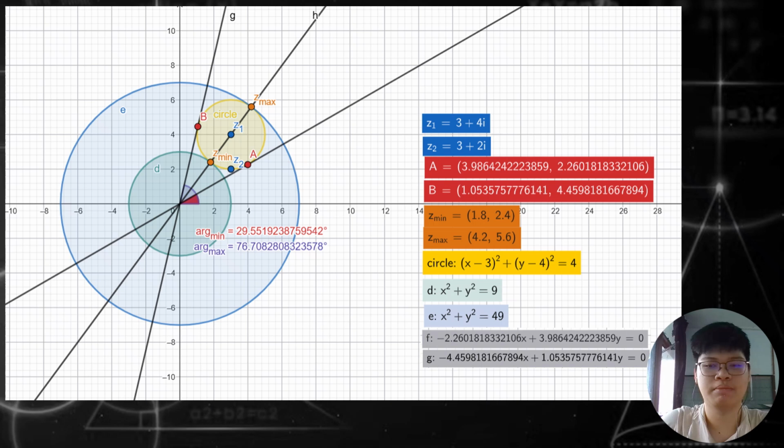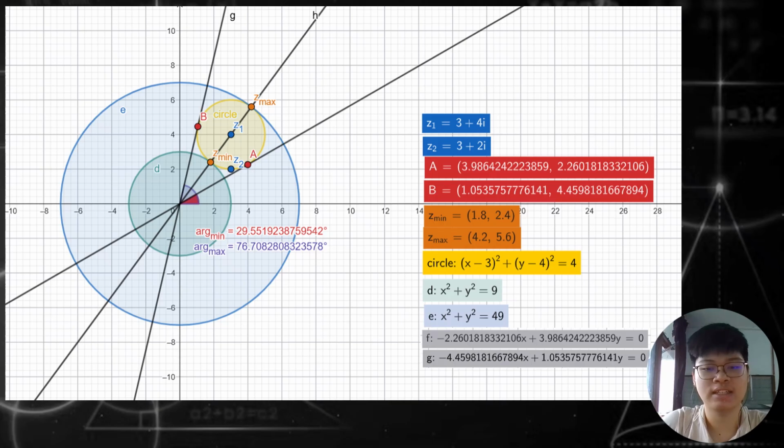Z1 is the center point of the main circle. Z2 is for determining the radius of the circle. Point A and point B are the points of intersection for the tangent line and the circle. Our Zmin is 1.8 plus 2.4i and Zmax is 4.2 plus 5.6i.